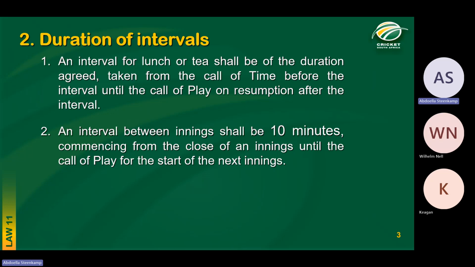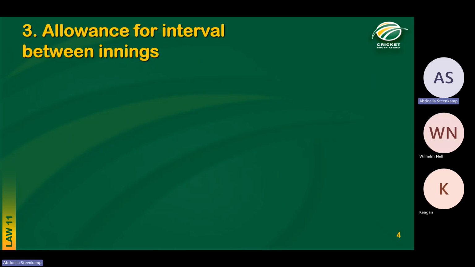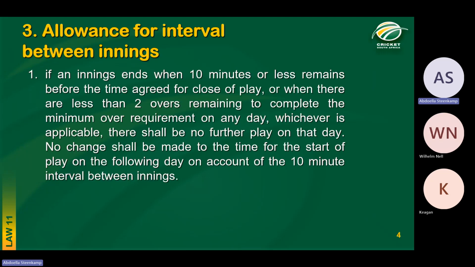So let's see what changes the lawmakers made when it comes to our scheduled intervals and how we can maximize play. When it comes to the interval between innings, in this clause there's also a bit of playing condition that was added. So the law says if an innings ends when 10 minutes or less remains before the agreed close of play, that will be stumps for that day. We'll get to the playing condition part now.